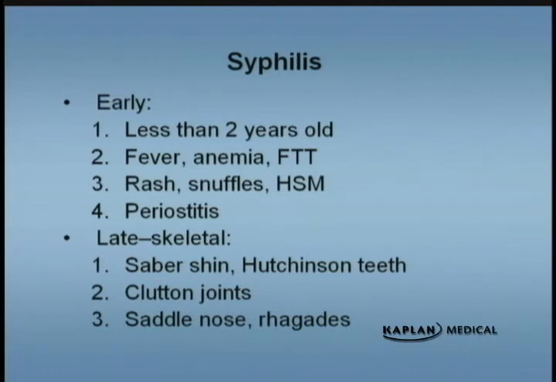The late stages of syphilis, after 2 years of age, are going to be mostly musculoskeletal manifestations, and they include the saber shin, the peg-like Hutchinson's teeth, the Clutton joints, which are these effusions, and the saddle nose, and the ragades. Ragades are basically these little clefts or grooves at the corners of the mouth.